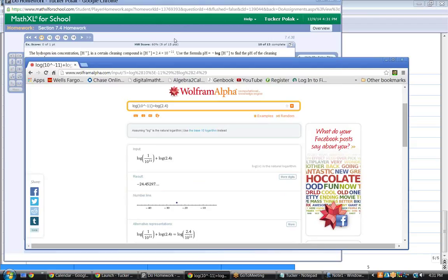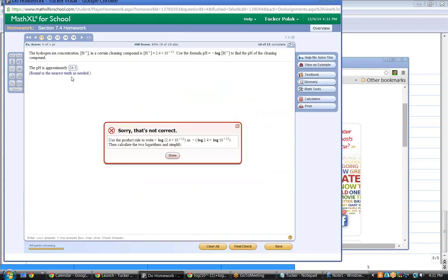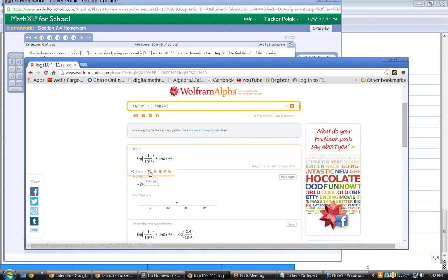It says round to the nearest tenth, right? Round to the nearest tenth as needed. Then calculate the two logarithms and simplify. Well, I calculated that logarithm and added it, and then I stuck a negative sign in there. Is it just because we didn't put it in as a negative? It's not going to be a negative. In other words, when I did it on Wolfram Alpha, I left it as a positive.